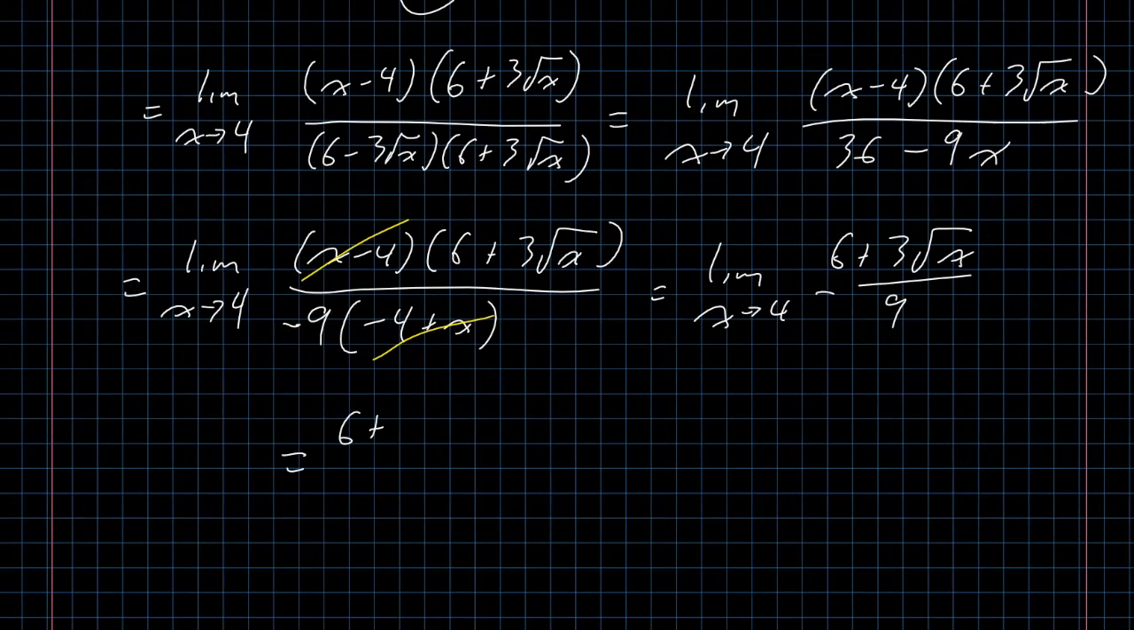We have 6 plus 3 times the square root of 4 all over 9. Square root of 4 is 2. 3 times 2 is 6. 6 plus 6 is 12. And 12 over 9 reduces to 4/3. So we can take the limit of this thing as well.